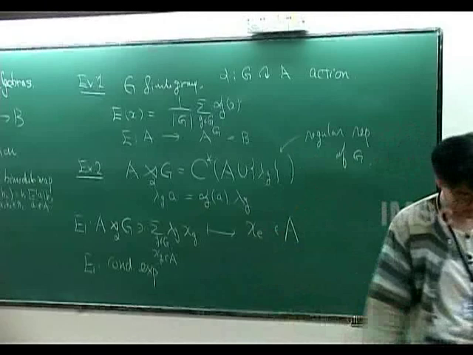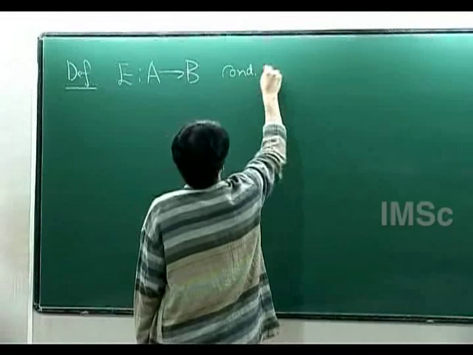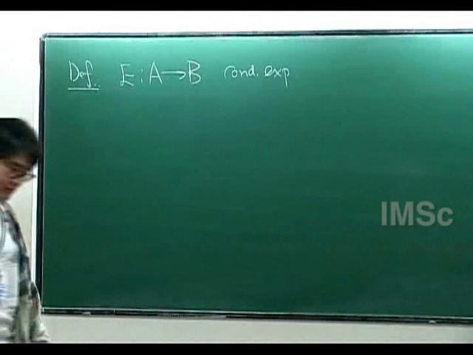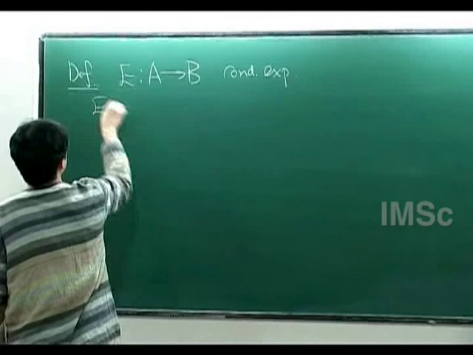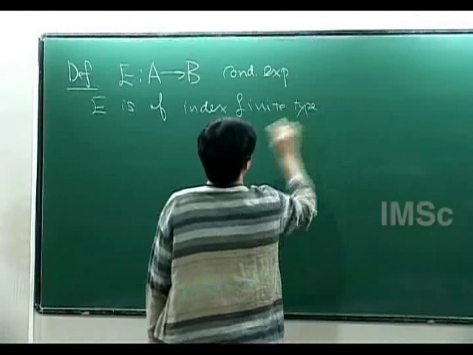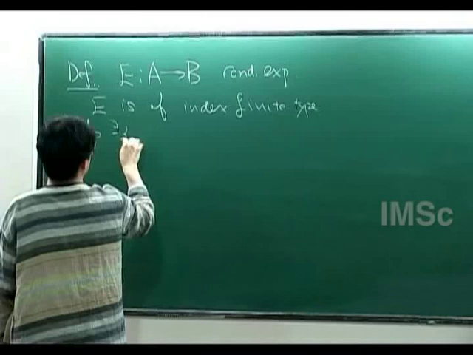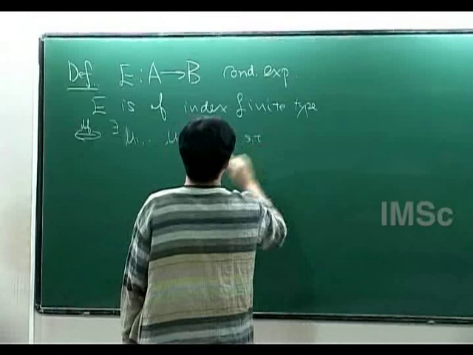Right, so let me give you a reason. Okay, let's consider this situation. So E is given. A and B are C-star algebras. B is a C-star subalgebra of A, and they share the common unit. And E is a conditional expectation. Then we say that E is of index finite type if there exists a finite subset u1, u2, to un in A satisfying the following properties, that for any x has a Fourier expansion.